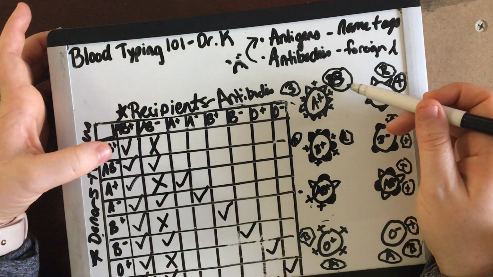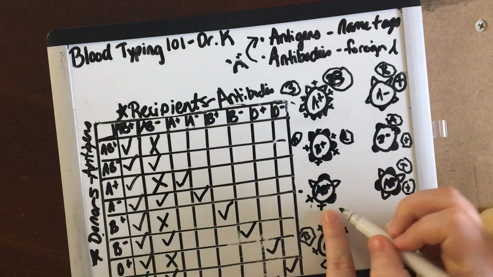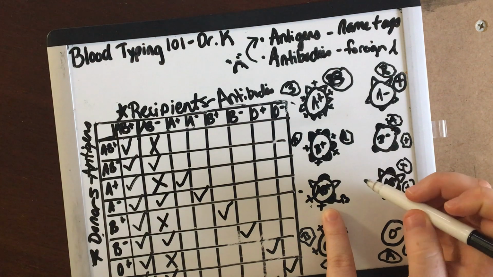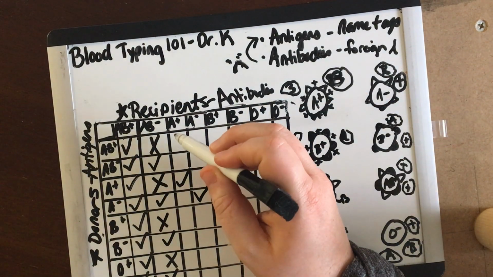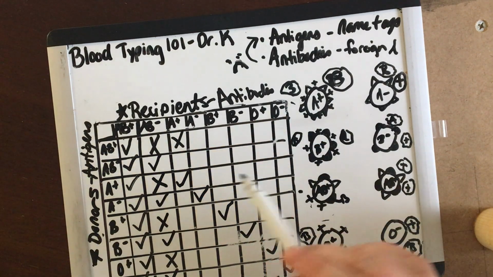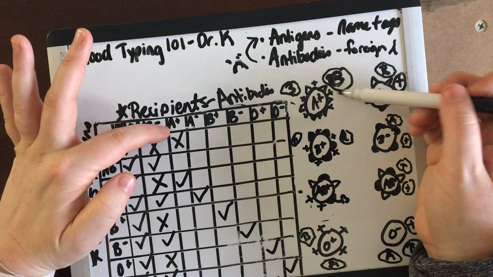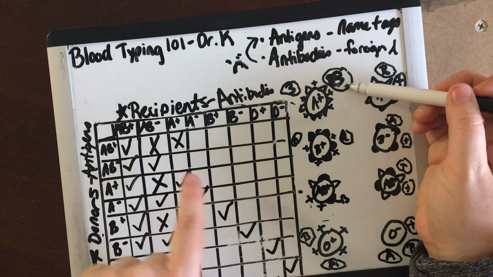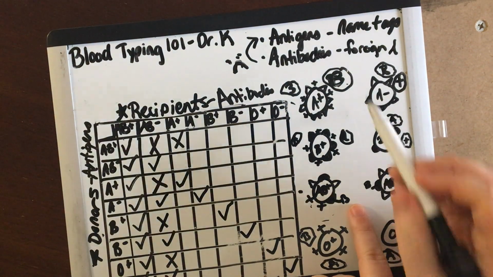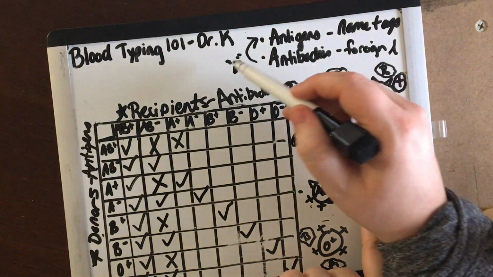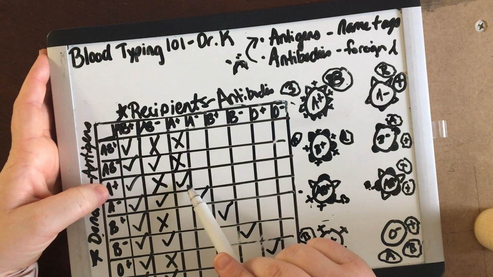Will the B antibody attack the AB positive cell? Yes, because it has a B. This is a B antigen on here. Okay, so that won't work. It's not a match, so you put an X there, okay? Again, will this floating antibody out here attack AB negative? Yes, because do you see this has a B name tag? That's not good. When antibodies attack name tags, it's a no, okay? Now, we already did this one, A positive, you can accept yourself.